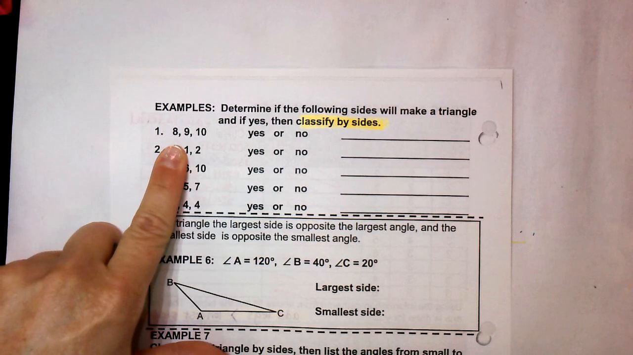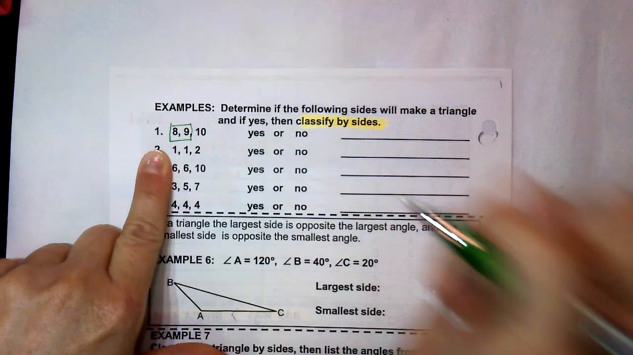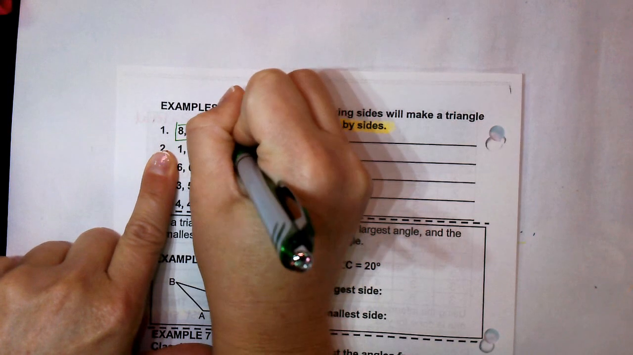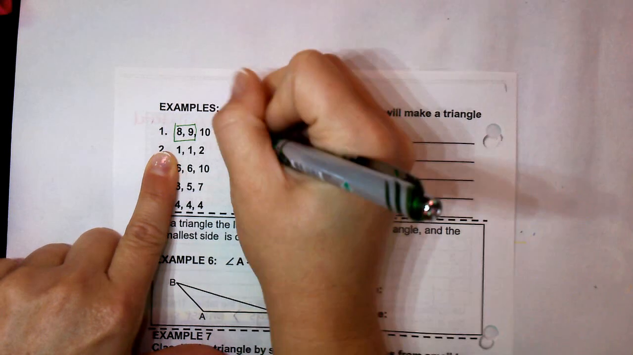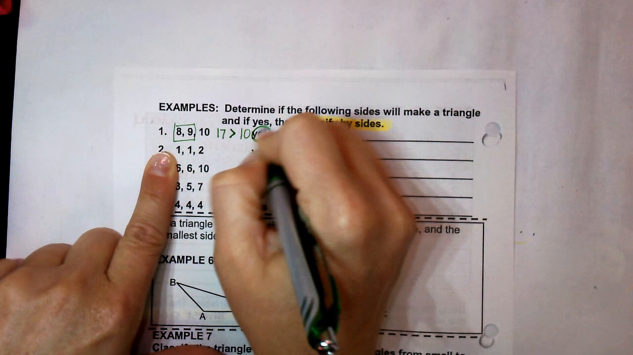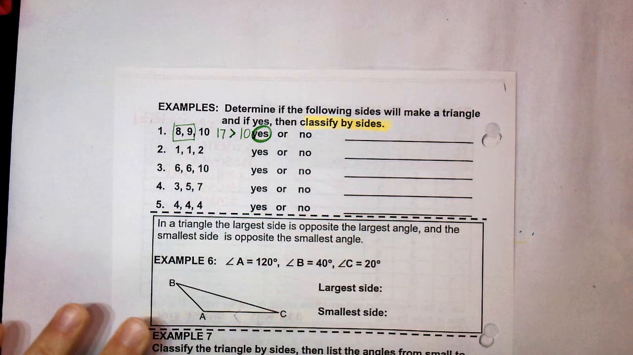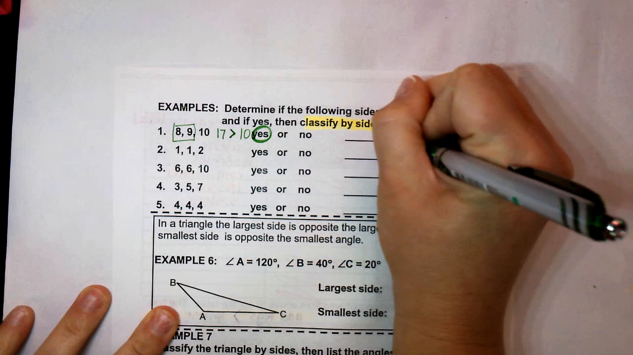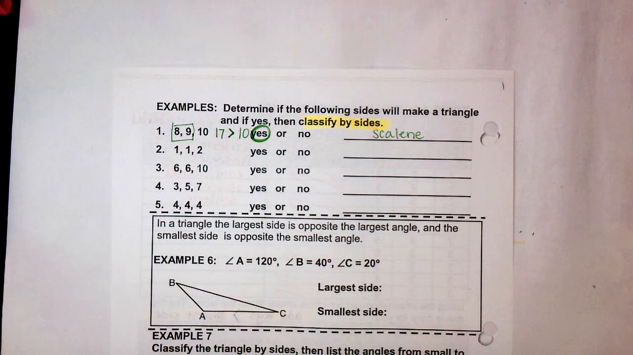First things first, which two numbers am I adding? So 8 plus 9 is 17, and is 17 greater than, less than, or equal to 10? Greater than, so yes, I have a triangle. And then if all three numbers are different, 8, 9, and 10, what kind of triangle do I have? Remember, if all sides are different, scalene. Yeah, the S one. There you go.